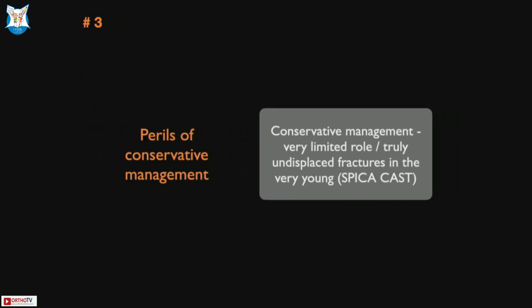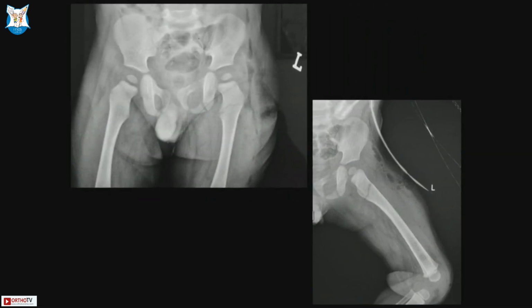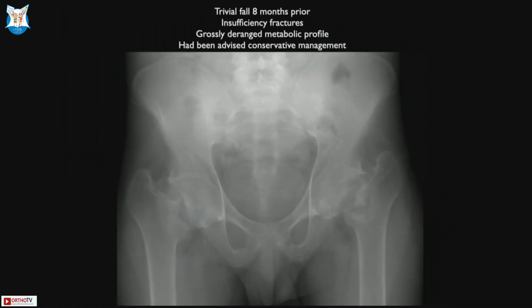Conservative management has very little role unless it's truly undisplaced. In this particular instance you can, but watch them closely to pick up any late displacement. Sometimes you have insufficiency fractures which are managed conservatively because metabolically and medically they're not fit for surgery. They end up like this. At the first available opportunity, you need to treat them with operative treatment. They are not going to heal up.